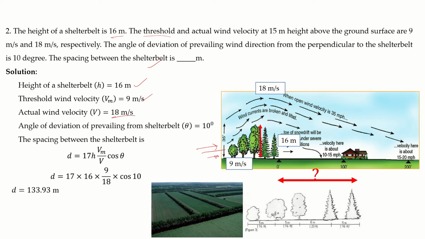Now the spacing between the shelter belts: suppose this is the length of my shelter belt, so what is the spacing between this row and the next row? How much is that? You can find it from the same formula: d is equal to 17h times the minimum and actual velocity into cos theta. So substitute all values and get the distance.